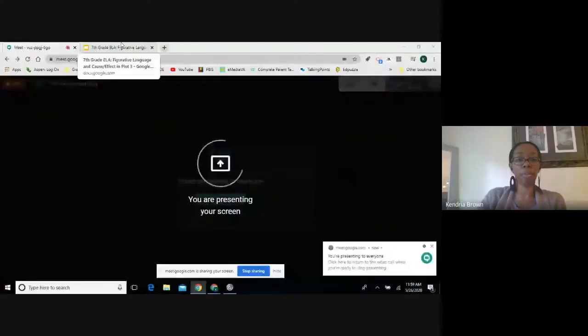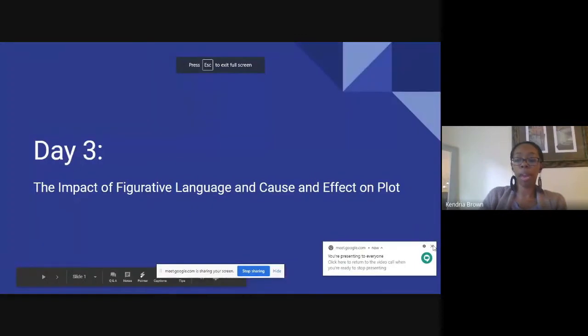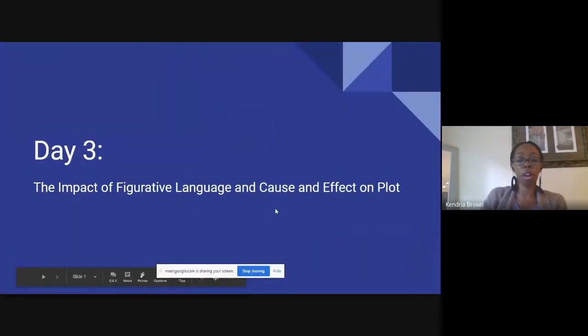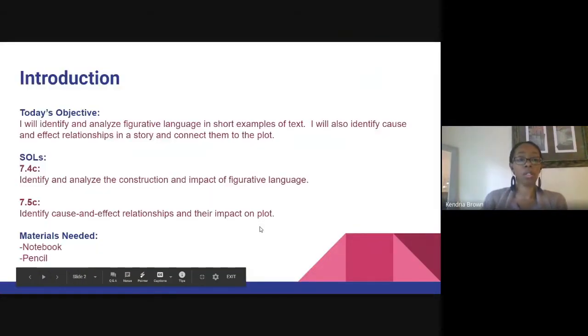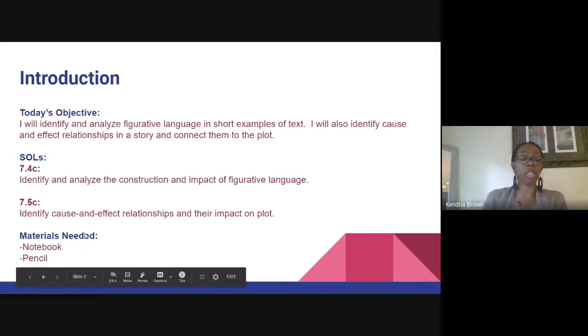Okay. So day 3, the impact of figurative language and cause and effect on plot. Today we will identify and analyze figurative language in short examples of text, and we'll also identify cause and effect relationships in a story and connect them back to the plot. Our materials that we'll need today will be a notebook and a pencil.